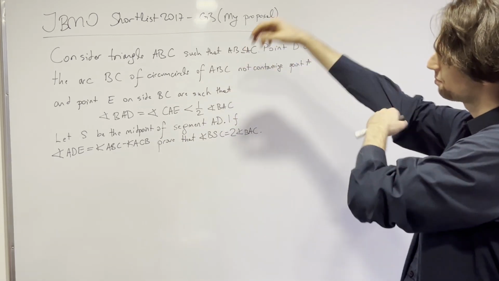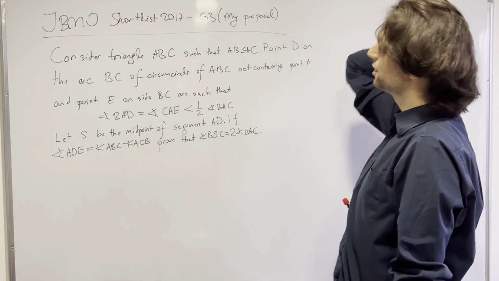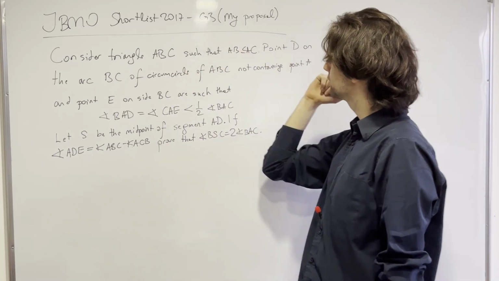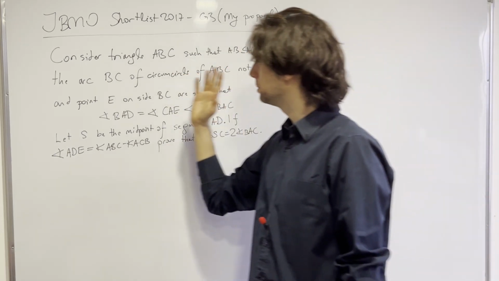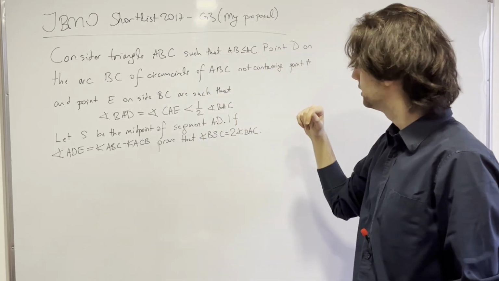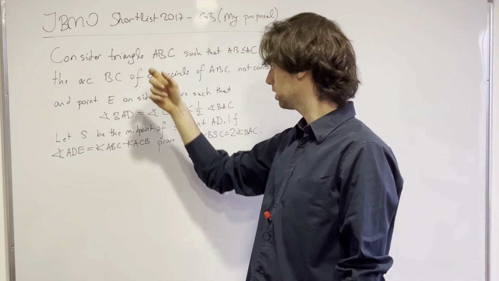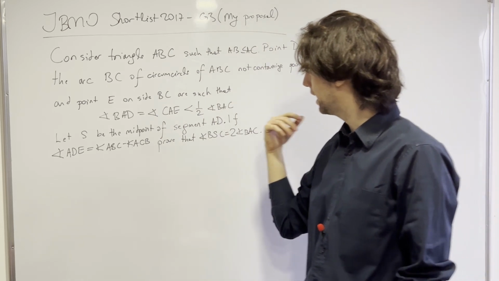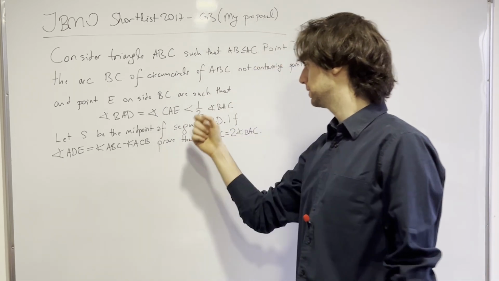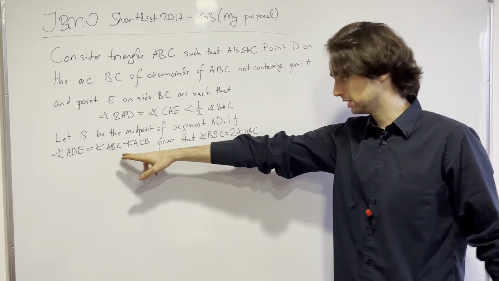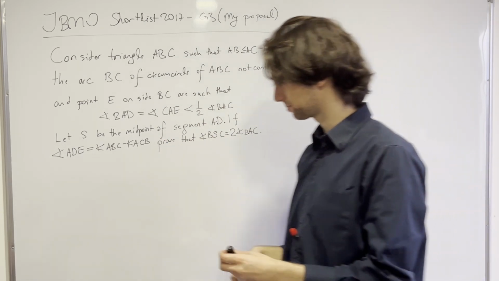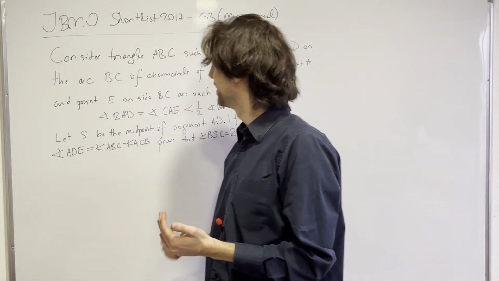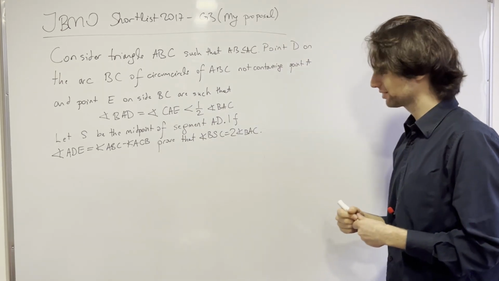So what do we have? Consider a triangle ABC such that AB is less than or equal to AC, D is on BC, and E is on the side. Angle CAE is less than half of angle BAC. If S is the midpoint, prove that, if this holds true, then this is true. Okay, so let's see. AB is less than or equal to AC.